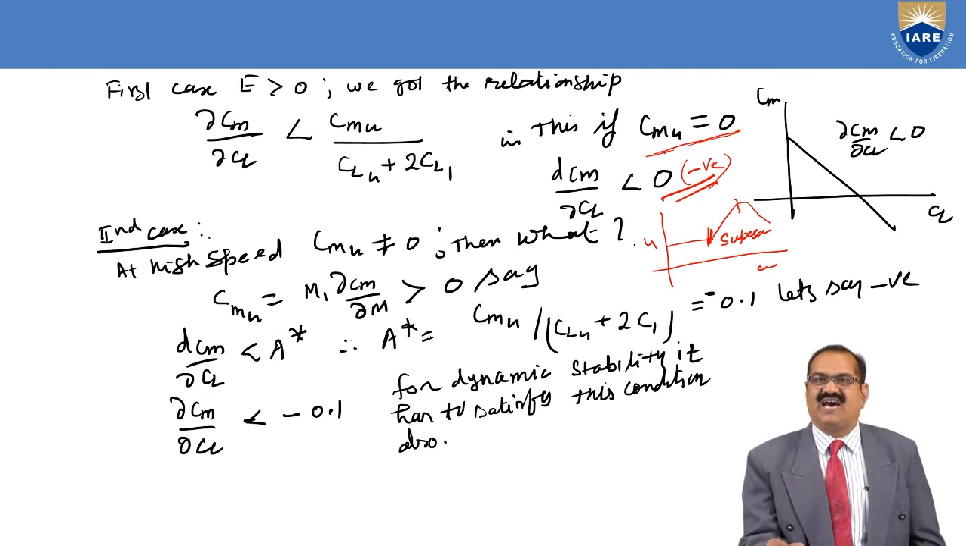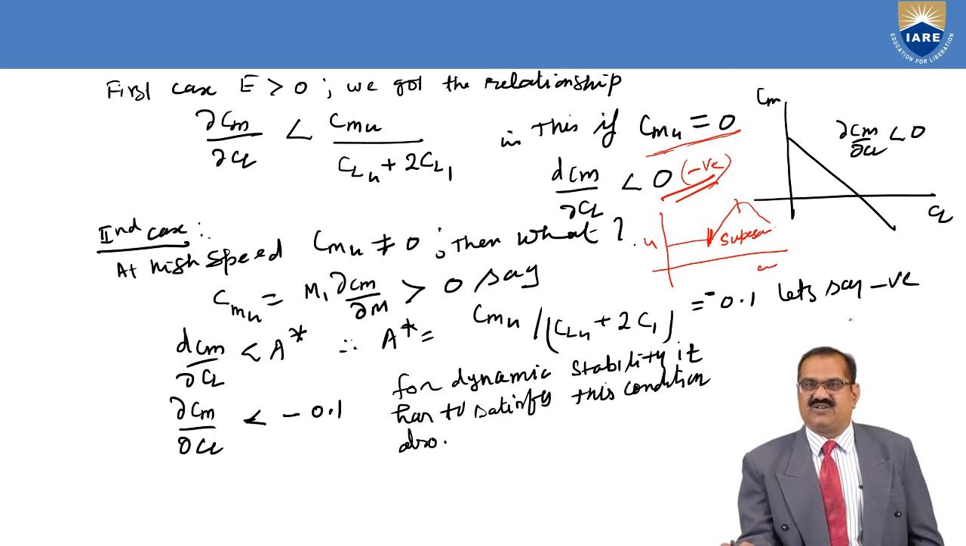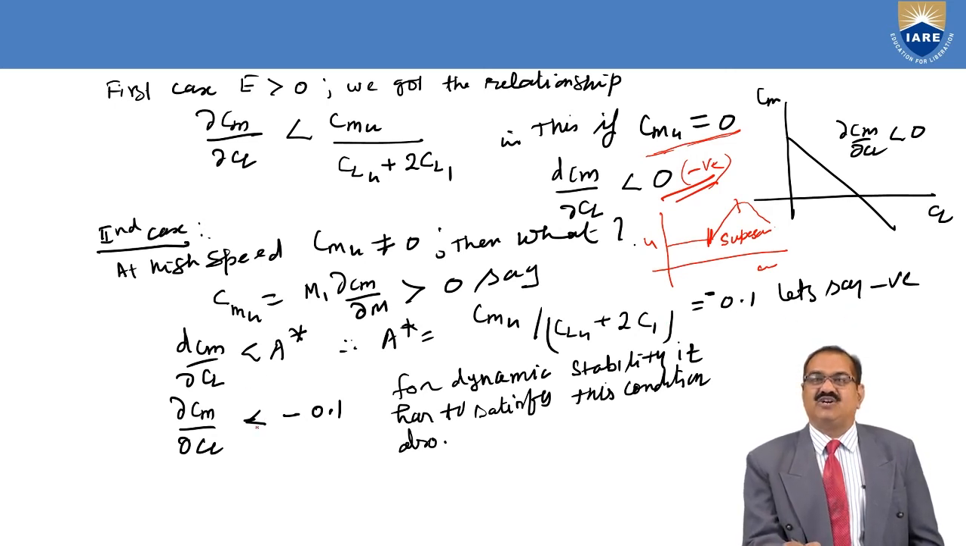So here A star is equal to CMU divided by CLU plus 2CL1. It should be minus 0.1. Let's say it is negative. So dCm by dCl should be negative but with some value. It should not be 0, but it should be some negative value. So for dynamic stability, this condition should be satisfied.